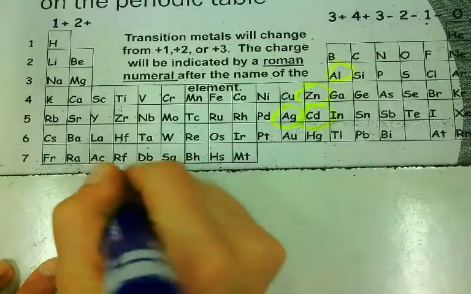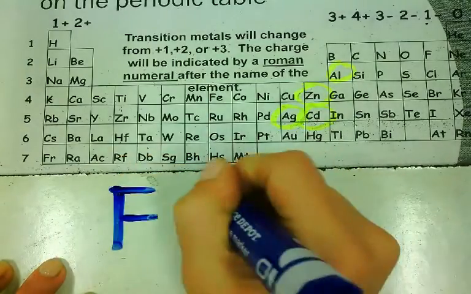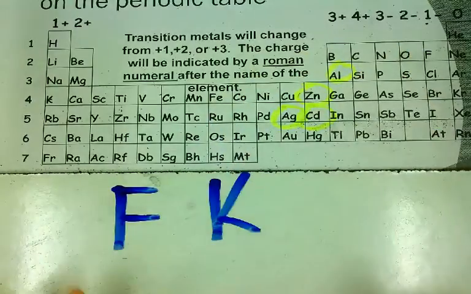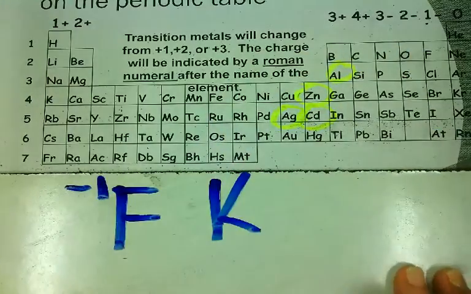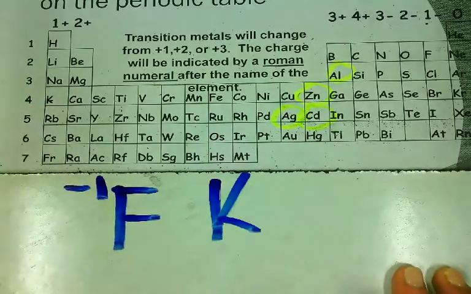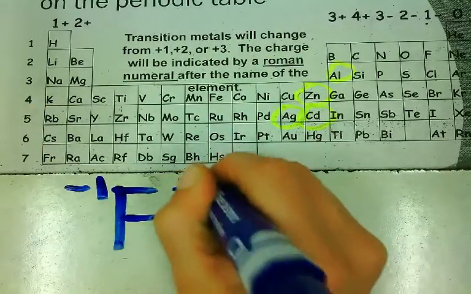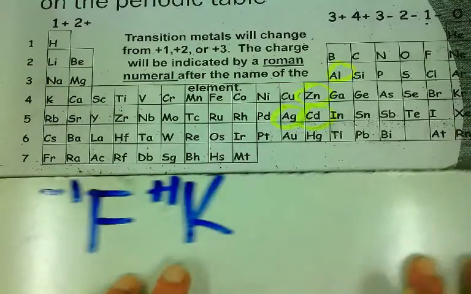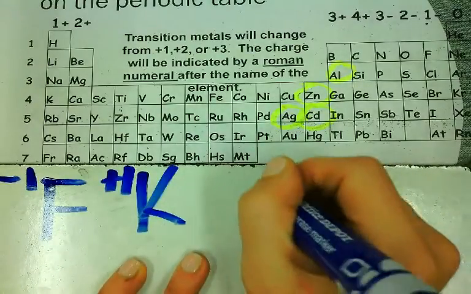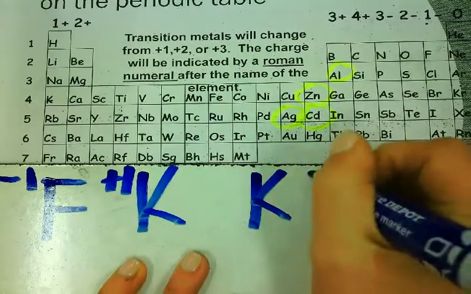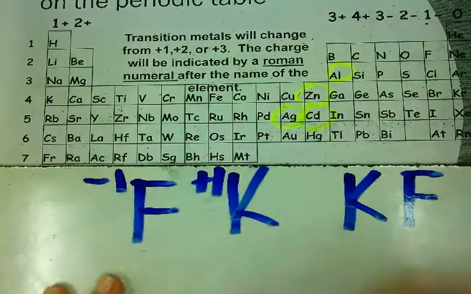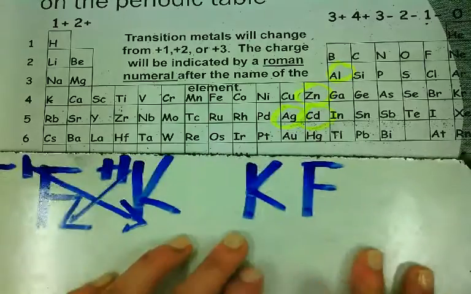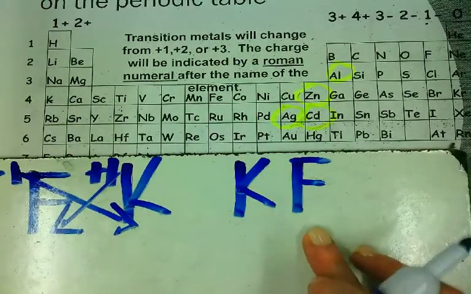Now we have fluorine and potassium. The charge on fluorine is a -1. The charge on potassium is a +1. Now I see that my cation has to go first, so I write potassium fluoride. And when I swap and drop these charges, they cancel out. So all I need is K and F.